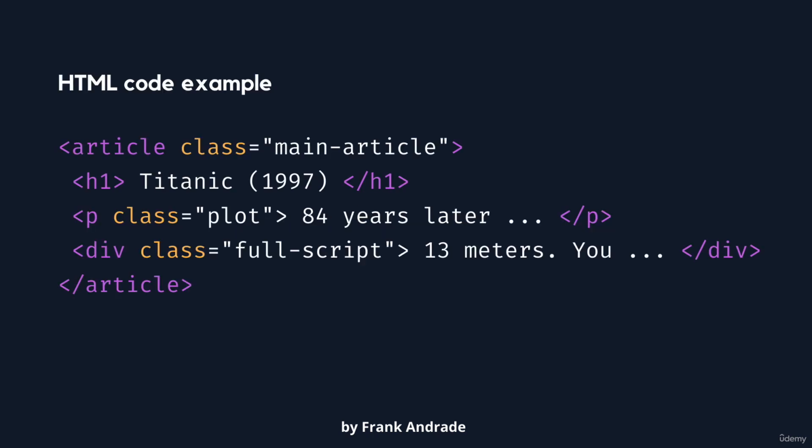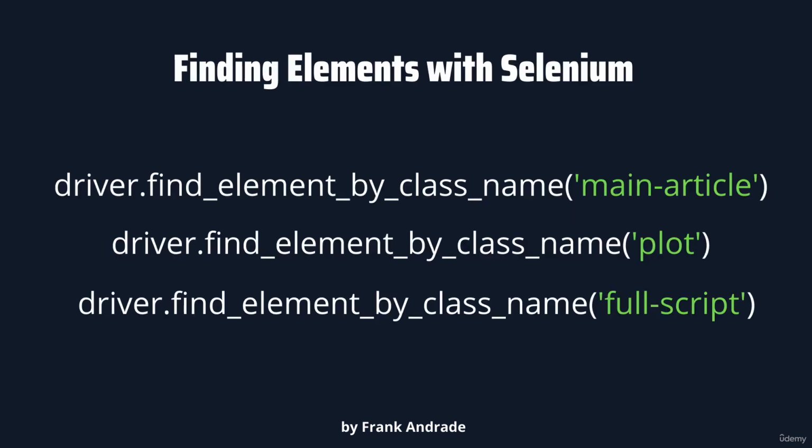Now let's see some examples with this HTML code we've seen before. Let's say we want to locate the article, the title, the plot, and the transcript. So for the article element, we can use class names. So we write driver.find_element_by_class_name, and within parentheses, we write main-article. We do the same for the plot and the transcript. We just have to change the value. For the plot, we write plot inside quotes, and for the transcript, we write full-script.